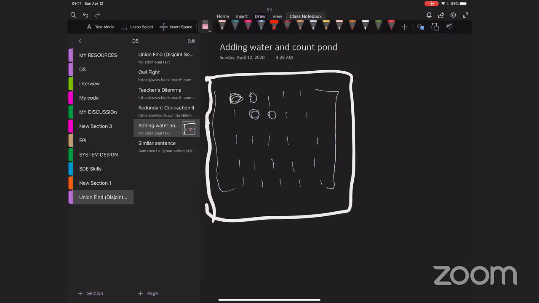Okay. So does anyone have any other approach to solve this right now? Other than the one that we solved, because that is the simple one: every time you put water, basically you count all the ponds in the whole area.